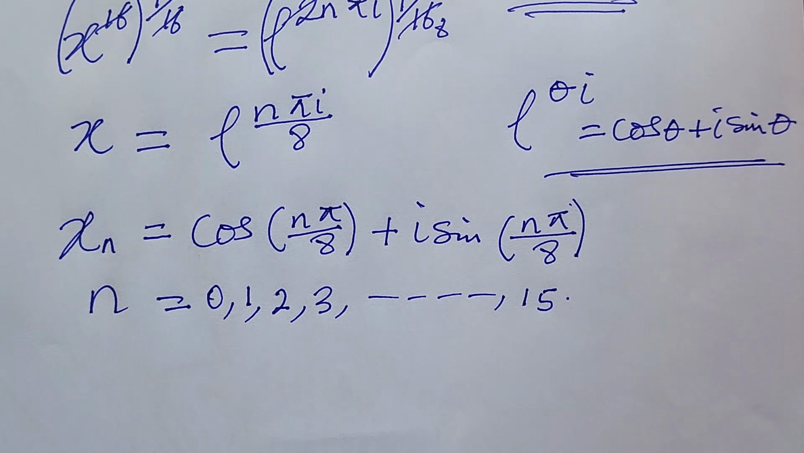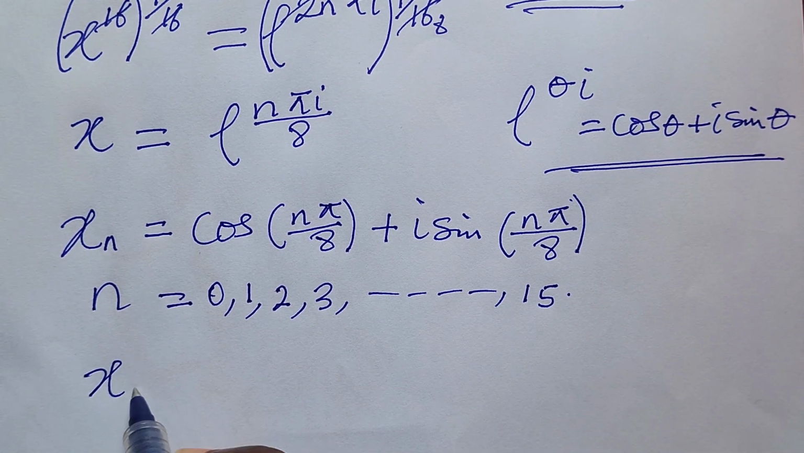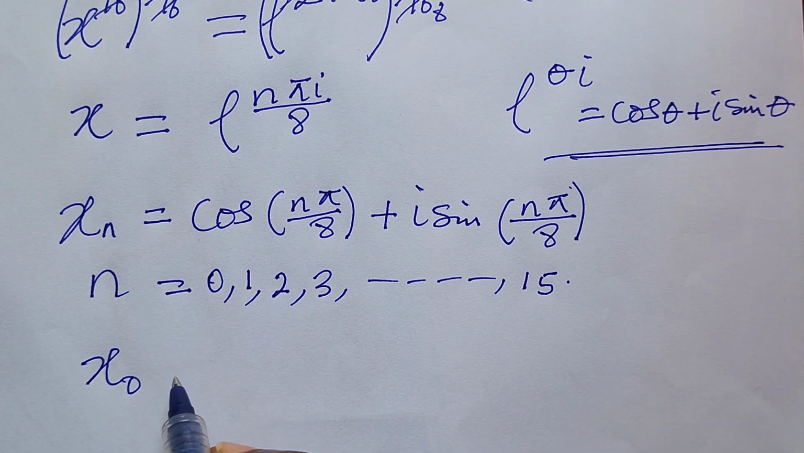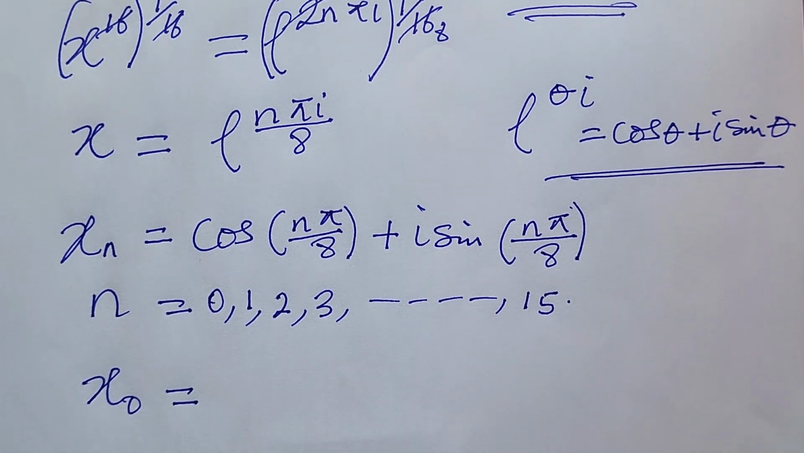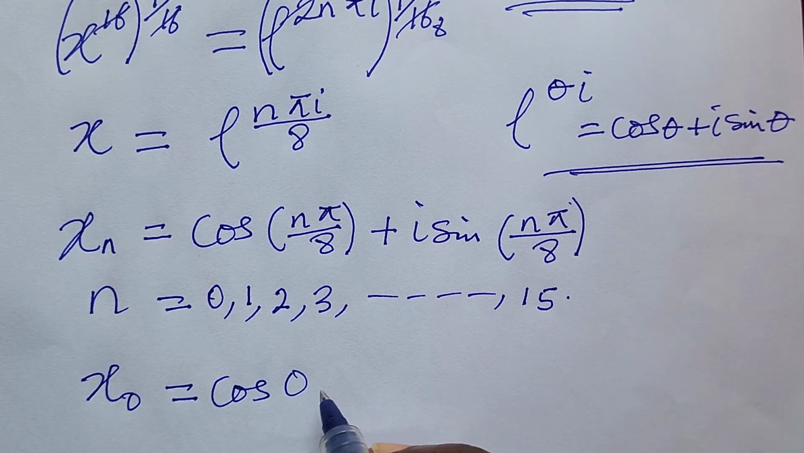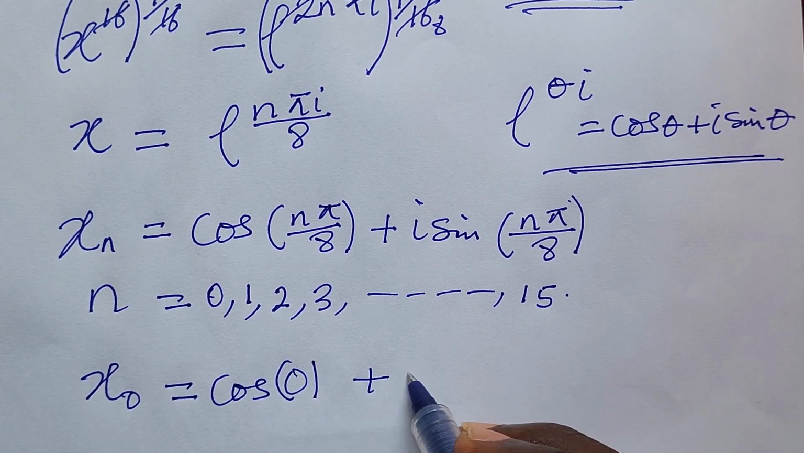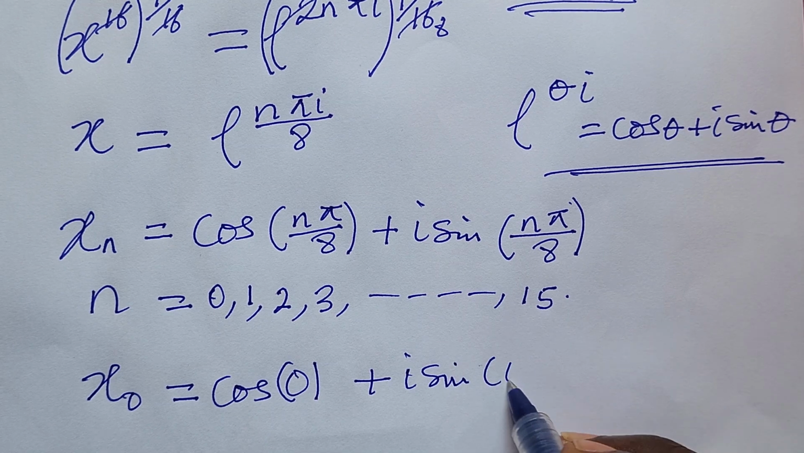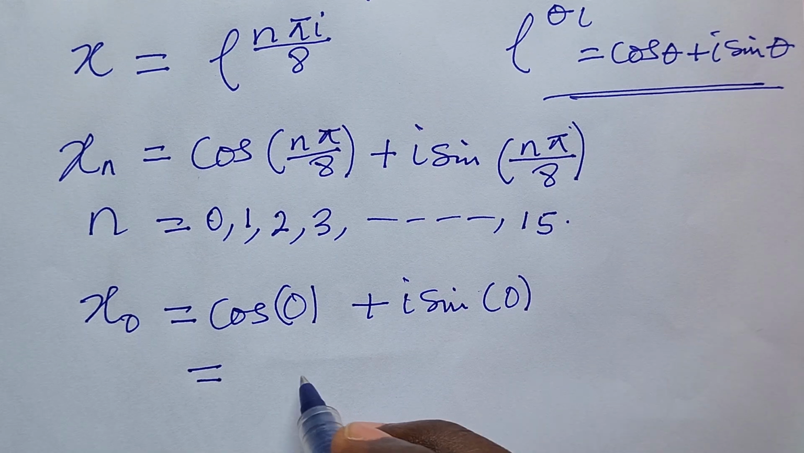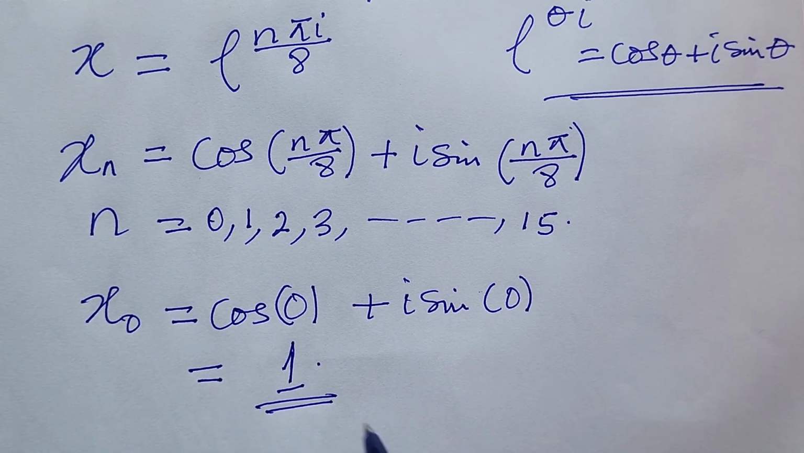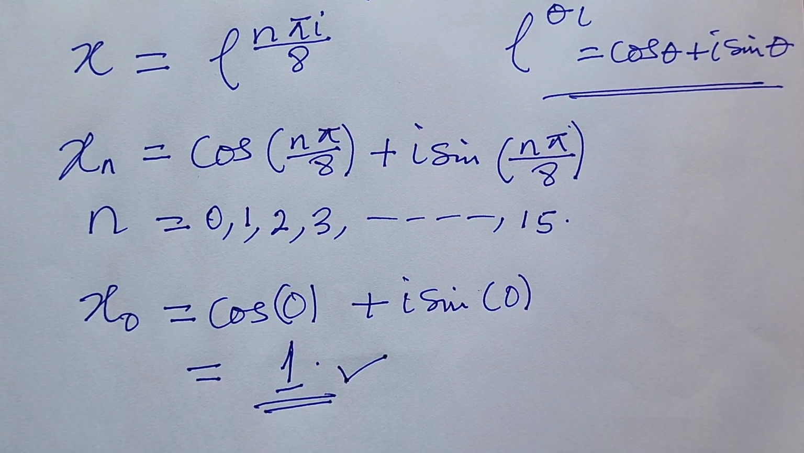So let's take the first one. Our x subscript 0 will now be equal to what? We are going to substitute 0 in here. So automatically this is going to give us cos 0 plus i sin 0, in brackets, because this will give us 1. So this automatically will give us positive 1. This is the first root to our exponential equation, and that's what I said earlier on, that positive 1 is one of the 16th roots to this challenge.